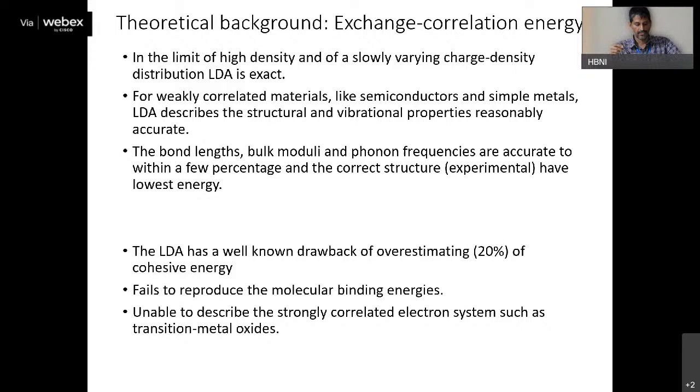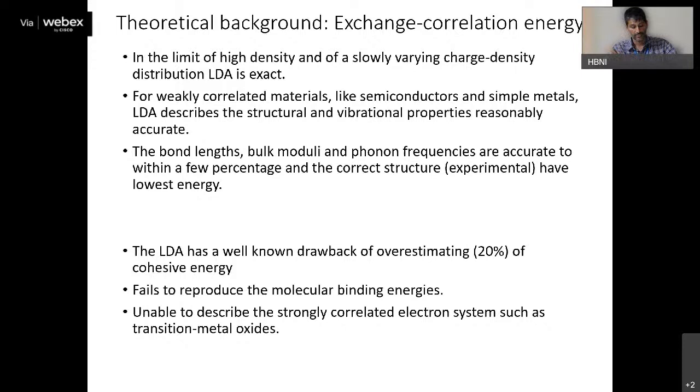But certainly there is a disadvantage of this local density approximation in some situations. LDA is known for overestimating the cohesive energy, which means that the calculated lattice parameter will be smaller compared to the experimental value. And again, they fail to reproduce molecular binding energies, and they are certainly unable to describe strongly correlated electron systems such as transition metals, etc.